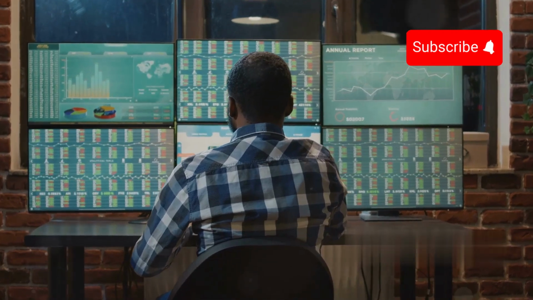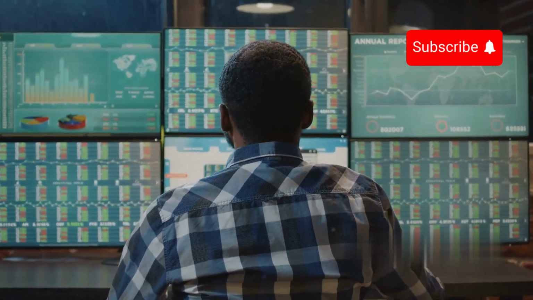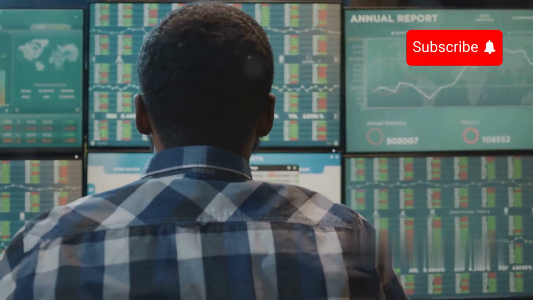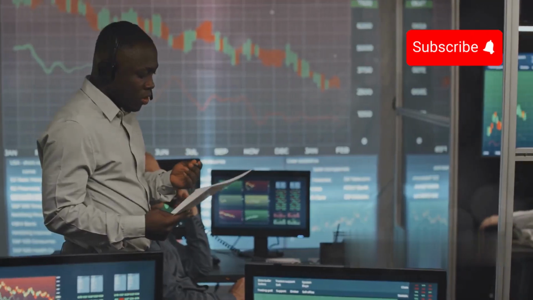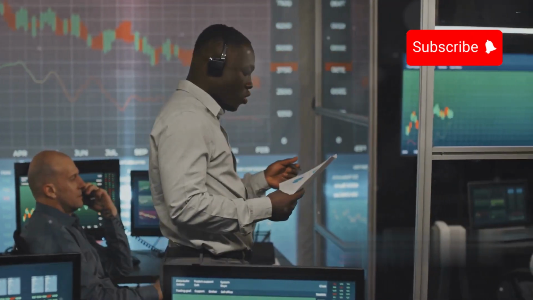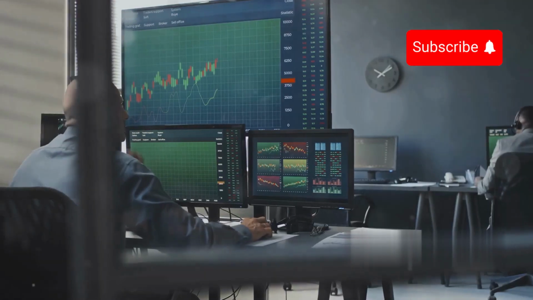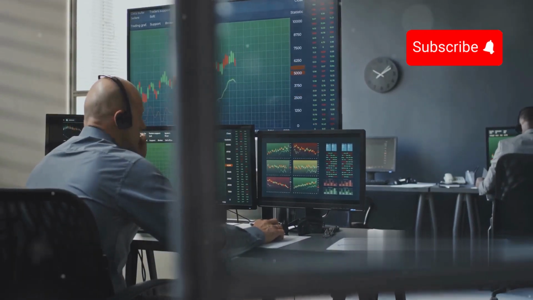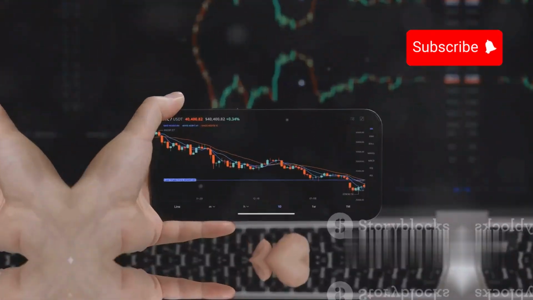Applying the gapped RSI in your trading strategy can give you an edge by providing early signals of significant market movements. However, like all technical indicators, it's not foolproof. It's essential to combine it with other forms of analysis and maintain a disciplined approach to risk management.